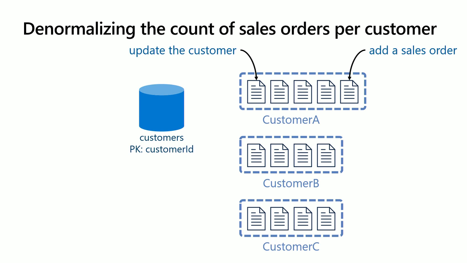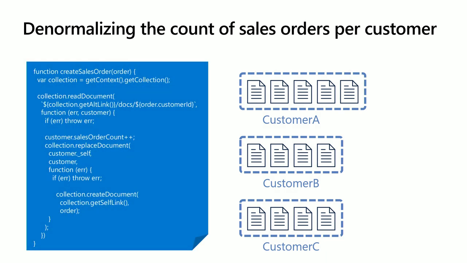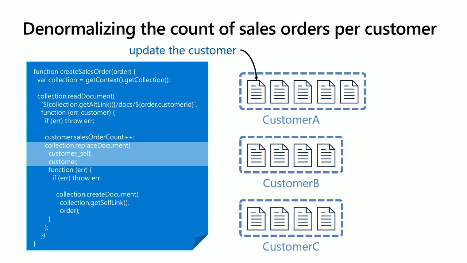So one stored procedure can update everything that's contained in one logical partition, and it's going to do that update transactionally, which is very important for us here. So in my case, instead of just creating a new document when I'm adding a new sales order, I'm going to pass that document to my stored procedure. So I'm taking the new order as a parameter. What the stored procedure is going to do first is read the customer. Then it's going to increment the sales order count, that new property that we have added. It's going to replace the customer. So this is updating the customer.